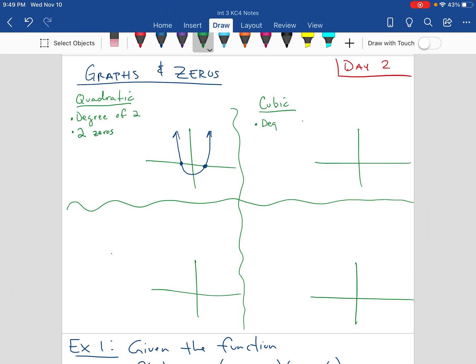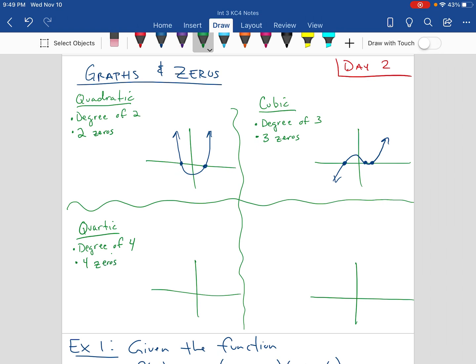Cubic functions have a degree of 3, which means that they would have at most 3 zeros. Okay, so generally our graph will look something like this. We would cross the x-axis 3 times. Now a quartic function has a degree of 4, which means that it would have at most 4 zeros.